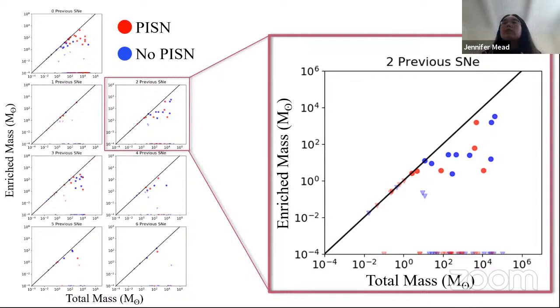One of the things that you'll notice first is that there seems to be no pattern between the red points and the blue points. So there's no difference between our pair instability and our core collapse supernovae. So that in and of itself is interesting, given what we saw with the enriched fraction. The other thing that you'll notice is that within a mass bin, for some total gas mass in a halo, there's actually quite a bit of scatter, several orders of magnitude, in fact, in the amount of enriched mass that you get.